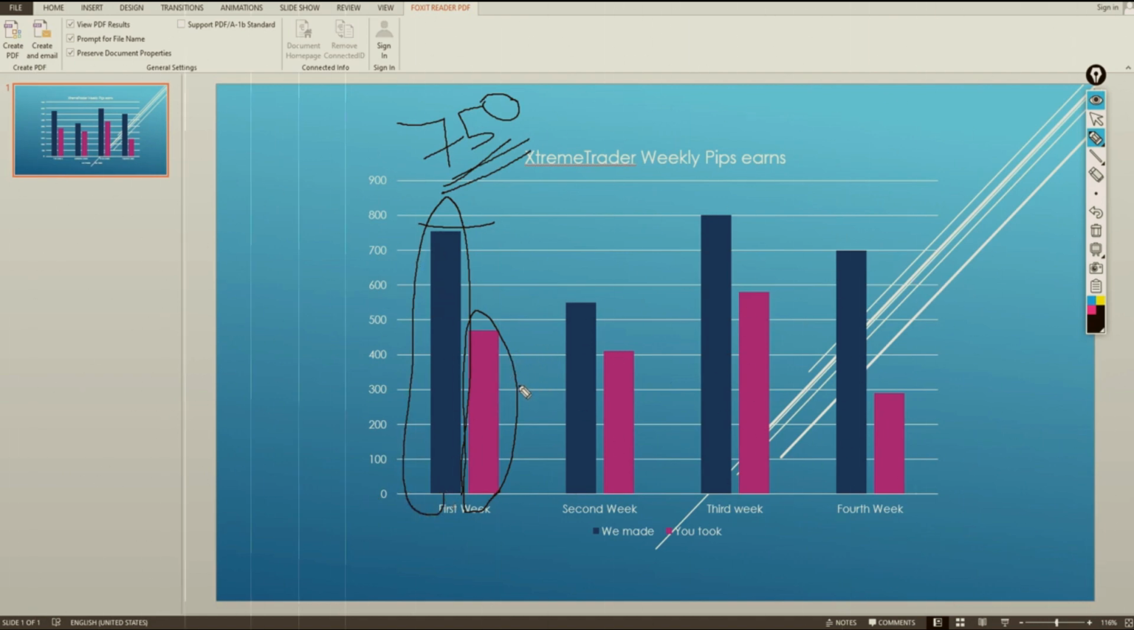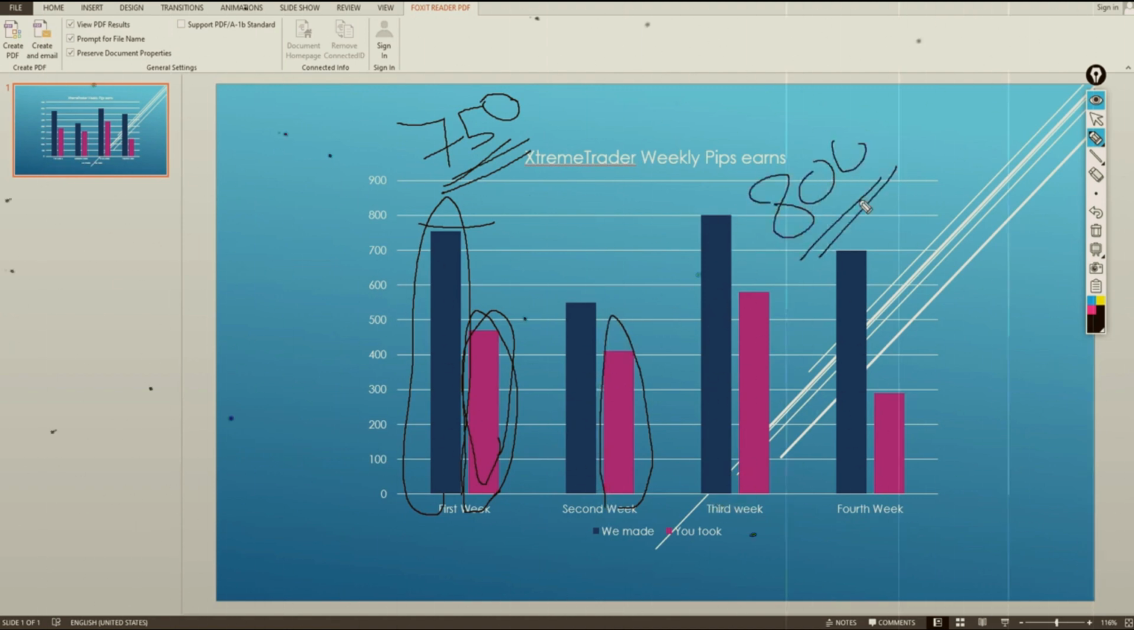It's really up to how you have traded your signals to decide how many pips you have got. I think you have got the point, right? So every week, for example, here we have made 800 pips of profit, but for you as a trader, you have made only 570 pips. So at least you are making a profit.